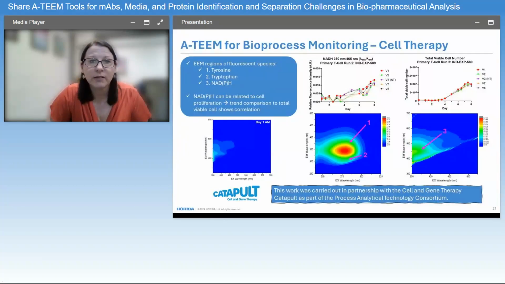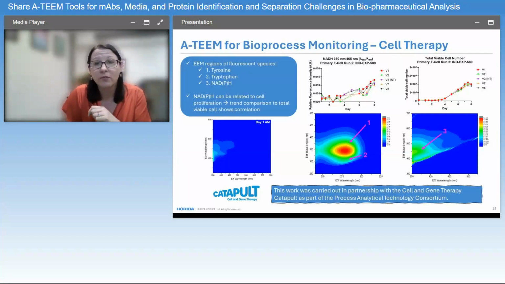Okay, and this slide is also showing results from the work we did. Again, this was through the Catapult project in the UK for cell and gene therapy, and this work was carried out as part of the PAT consortium for that project. You can see that the A-TEEM was tracked with a bioreaction, and can be correlated very well with the total viable cell number, which was measured with an external method. The two showing tyrosine, tryptophan, and NADPH can be related to cell proliferation. Those trend comparisons correlate very well with the cell number and the growth rates as well.